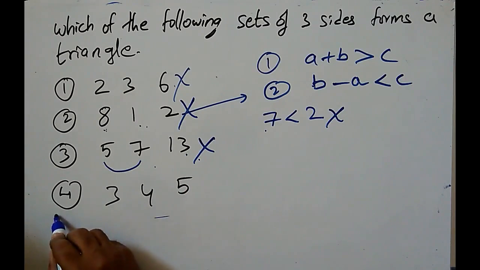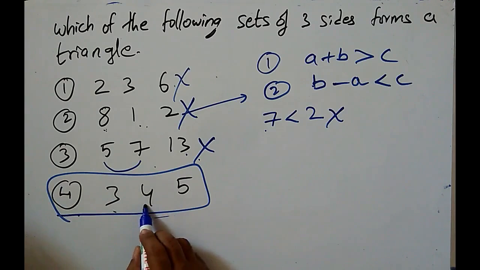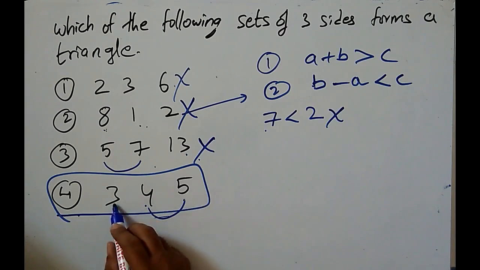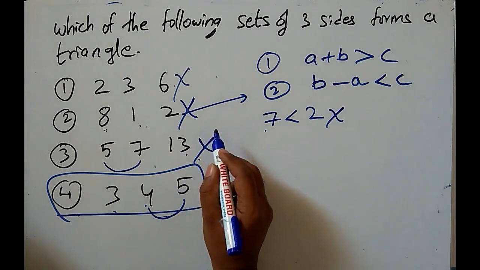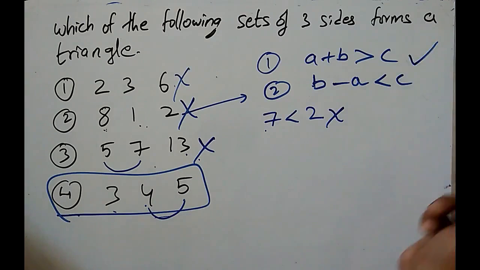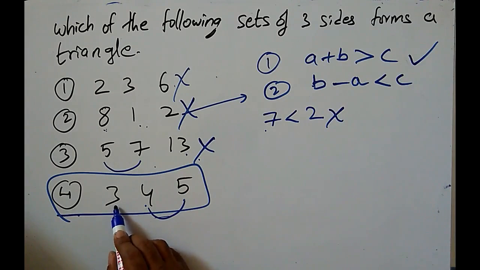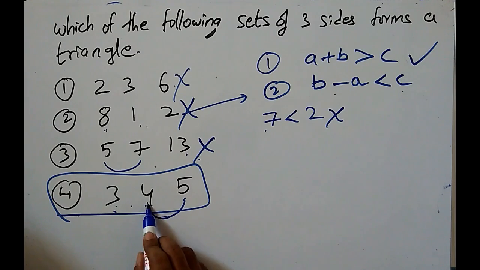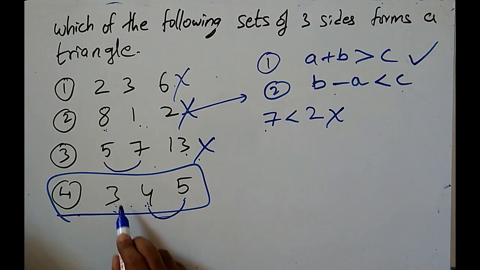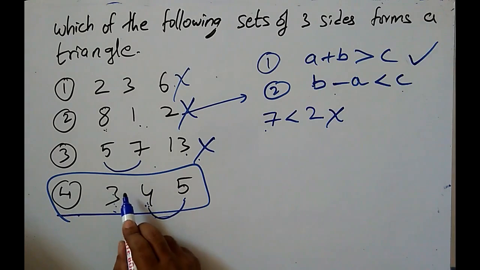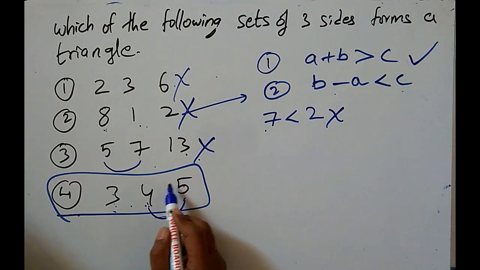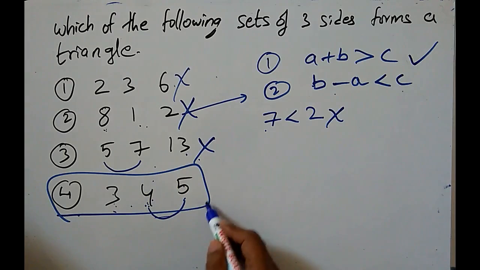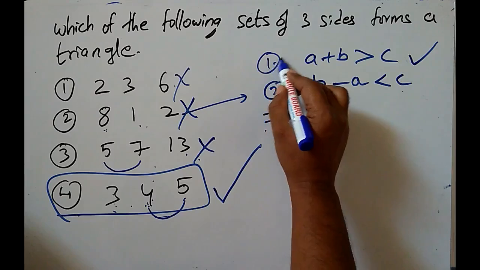So let us see the fourth option. 3 plus 4, yes, 7. 7 is greater than 5. 4 plus 5, 9 is greater than 3. 3 plus 5, 8. 8 is greater than 4. So the first property is good. 5 minus 4 is 1. 1 is less than 3. Yes, good. 5 minus 3 is 2. 2 is less than 4. Yes, friends. This satisfies both the rules.